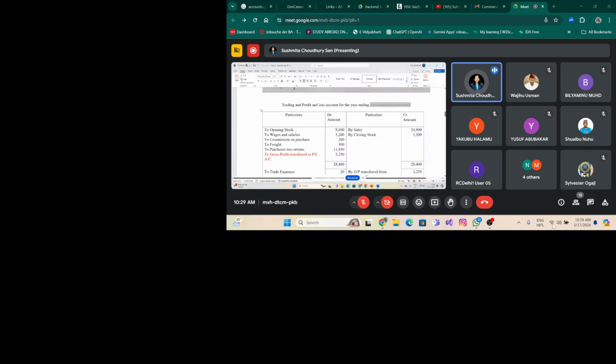So you can see at the heading, you need to write trading and profit and loss account for the period ending, and here you need to mention the date. In this question, there is no date, so I could not mention it. But in the real world, you will definitely get the date. Now you always start with opening stock. From opening stock, you should always start if it is available. So this is opening stock of raw material, then wages, commission, freight, and purchase returns.